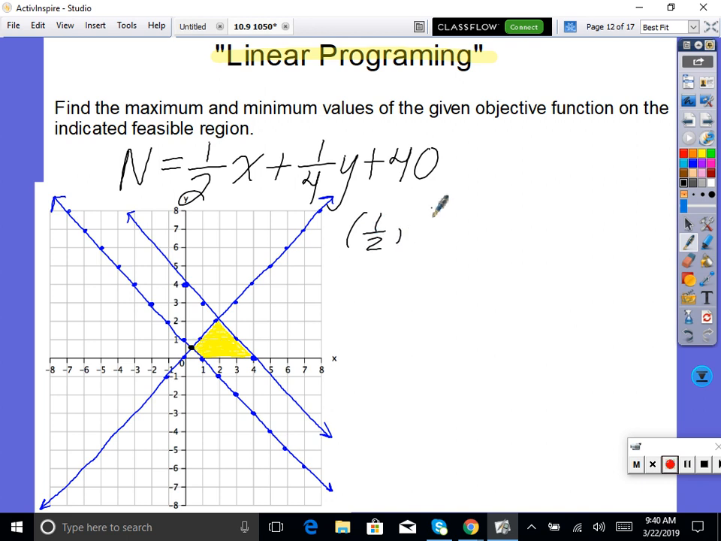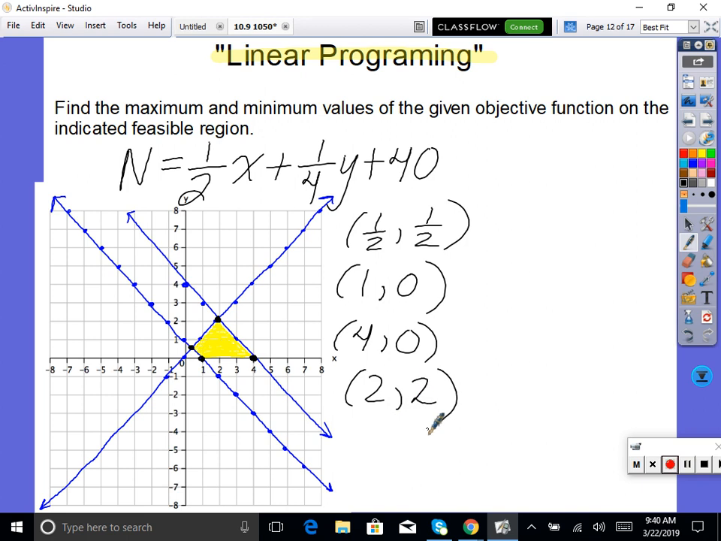A half, a half. Now my next vertice, it doesn't matter the order though. Over 1 up 0 is a vertice. Then over 4 up 0 is a vertice, right? And then over 2 up 2 is a vertice. That's what's entrapping this area of solution. Now the question is, those are the solutions in here, right? So these are the extremes of the solutions.